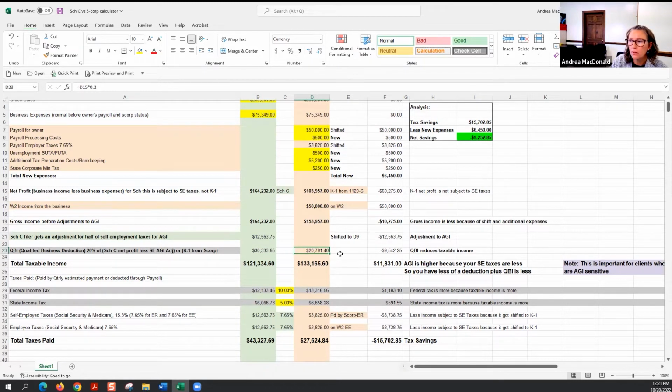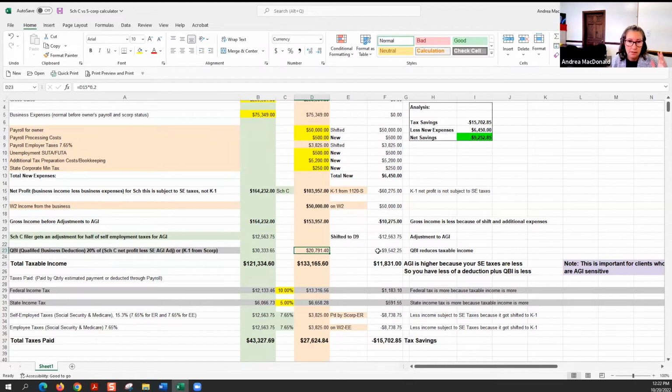Now, for those of you who don't yet fully understand the difference between QBI for a Schedule C and QBI for an S Corp, the reason we need to factor this in is that the payroll for the owner, since it's a deductible expense for the S Corp, reduces the amount of qualified business income upon which you can calculate the QBI deduction. So in this scenario, they actually lose almost $10,000 of QBI deduction.